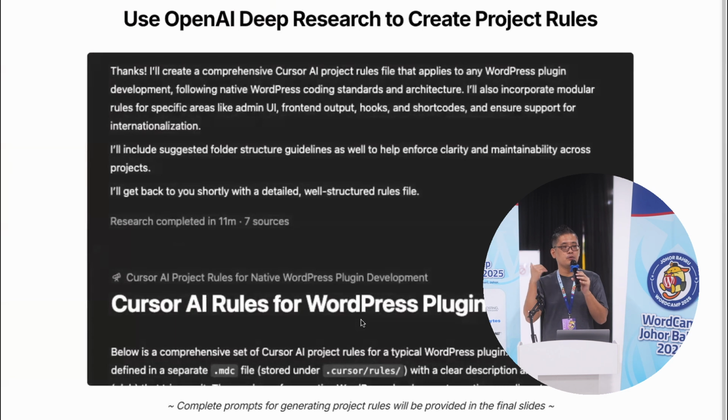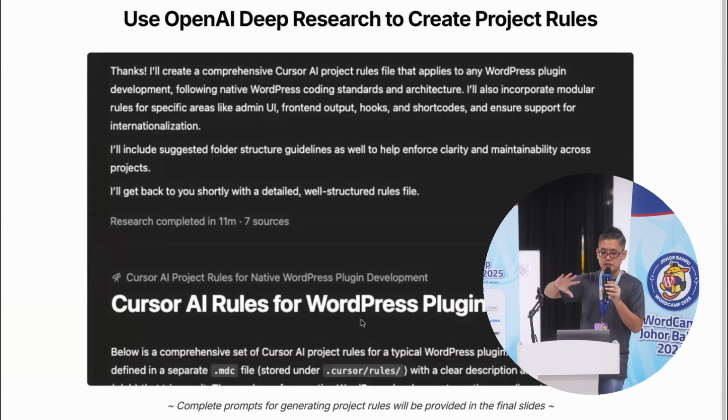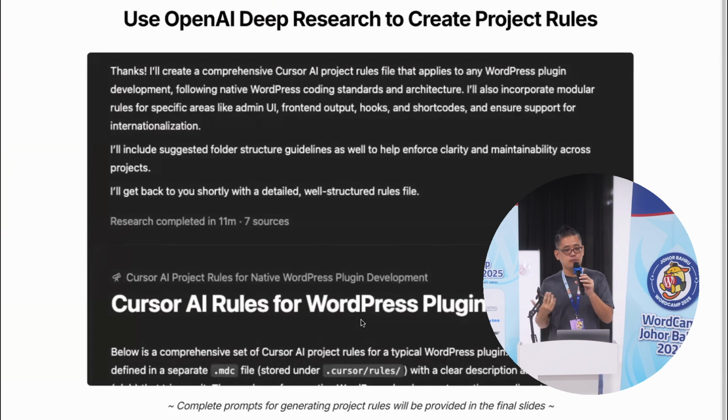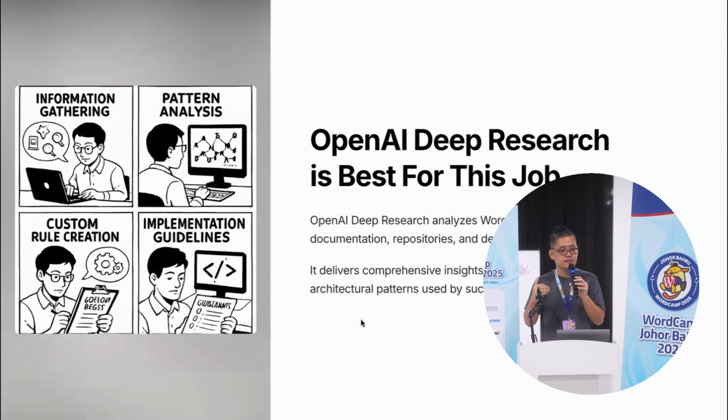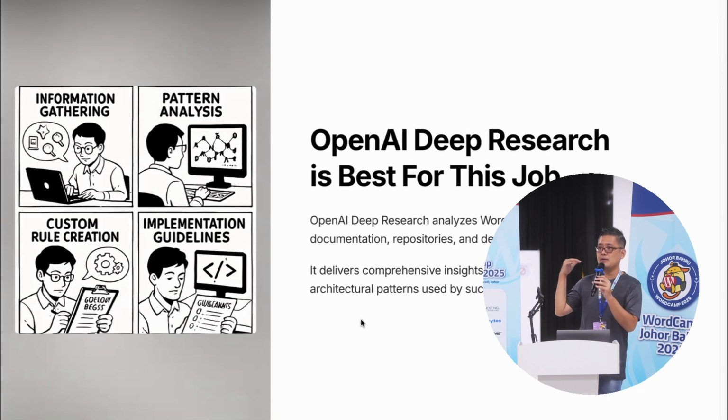While you can find a lot of project rules online, there are a lot of websites that have directories of all the project rules available, I still prefer to use OpenAI Deep Research to create my own rules. Purely because Deep Research can analyze various online resources and compile information to develop best practices. So it can identify common patterns in the golden standard, especially the architecture approach used by some of the successful plugins out there.